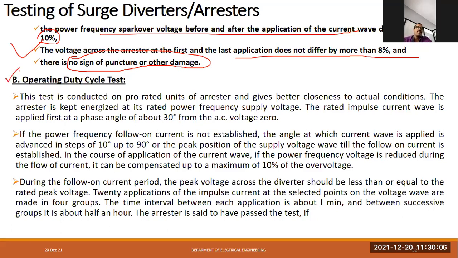Then what is the B? That B is again a type of impulse current test, that is the operating duty cycle test. In such a test, again, we can say this test can be carried out for the pro-rated units of the arrestor, and it is closer to the actual conditions.